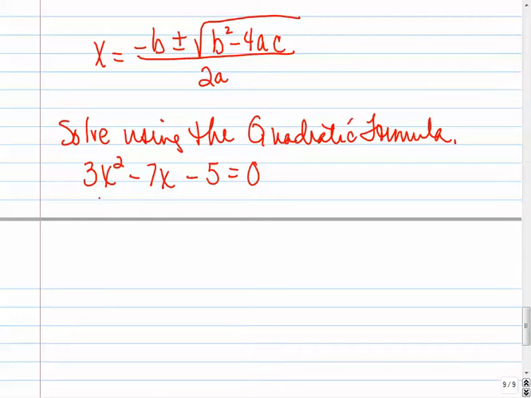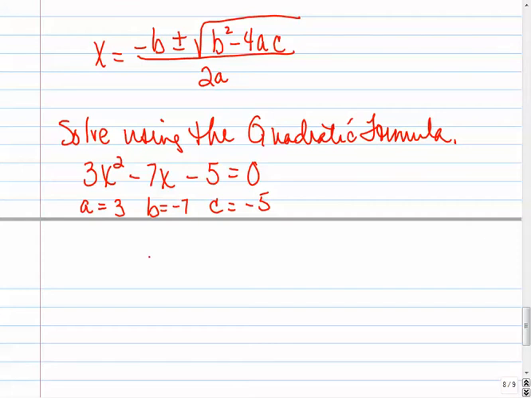Now, first of all, I want to write down my values of a, b, and c. a is the coefficient of x squared. So in this case, a is equal to 3. b is the coefficient of x. And so b is equal to negative 7. Take the sign in front of it. c is the constant, and c is equal to negative 5.